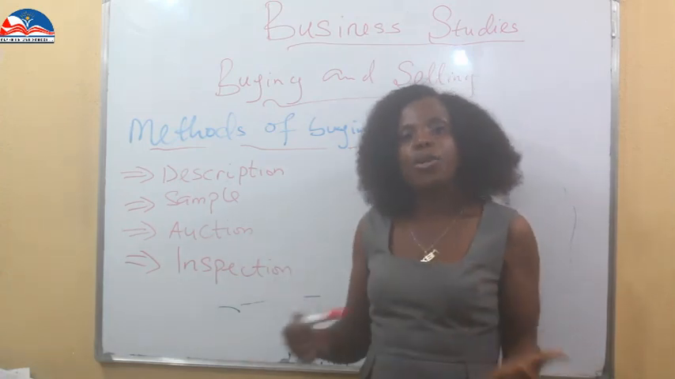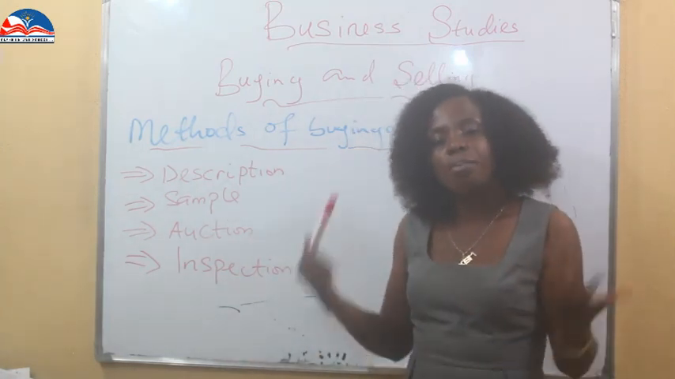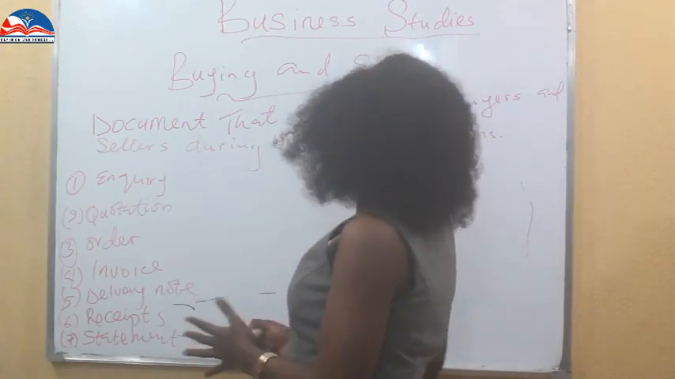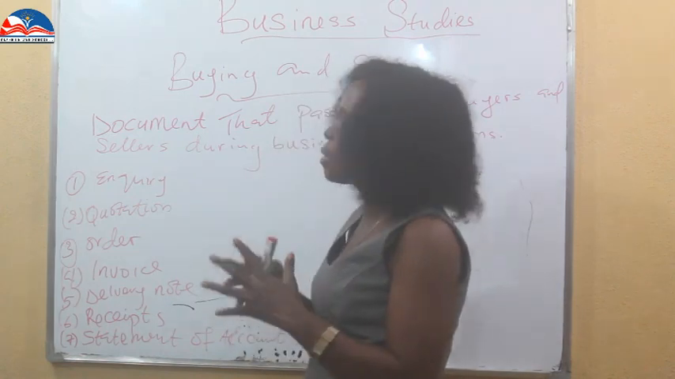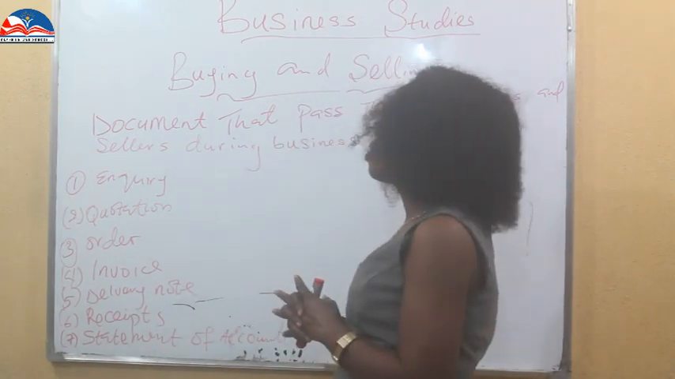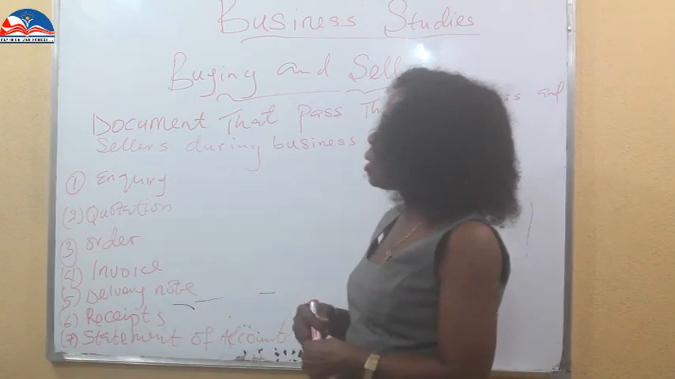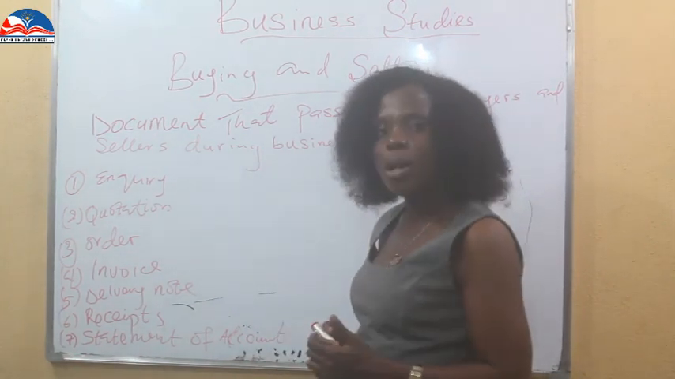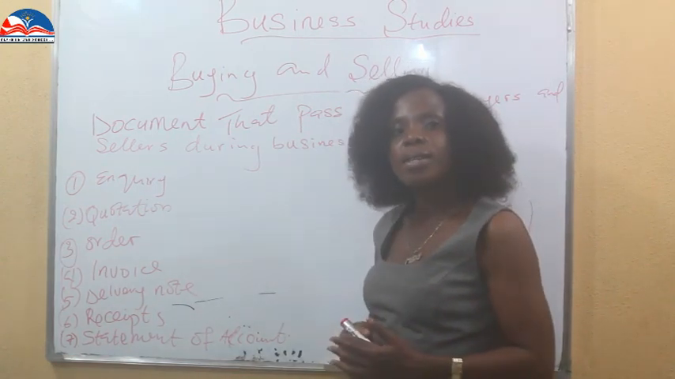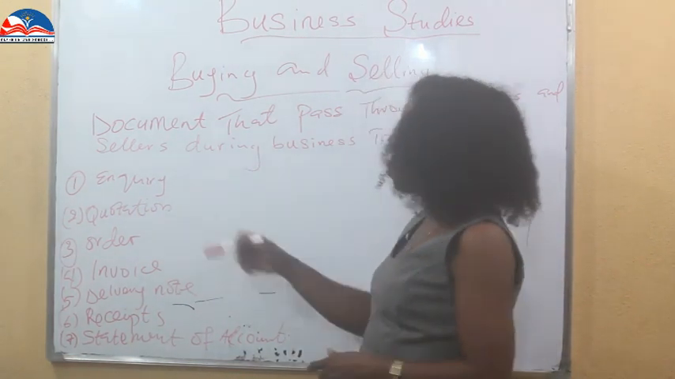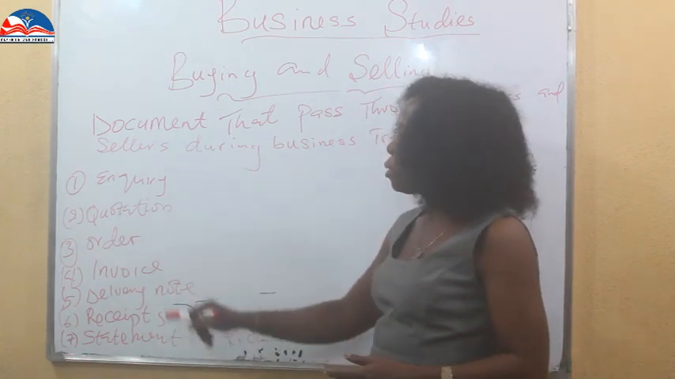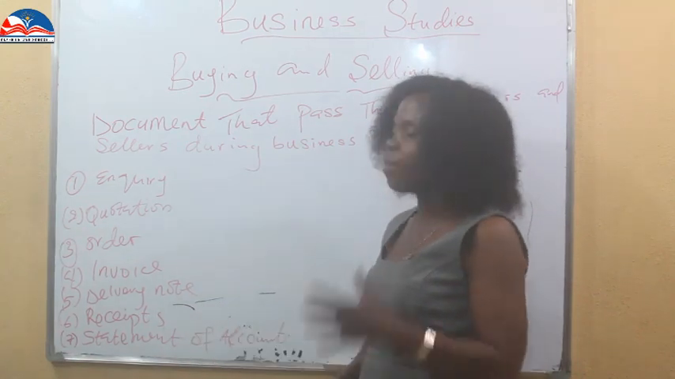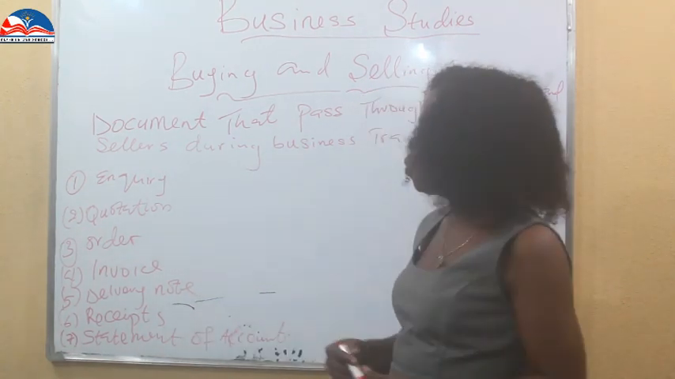Now let's see a few documents that are used in buying and selling. So now let's see the documents that pass between the buyers and the sellers during business transactions. One is inquiry. Inquiry notes, inquiry phone call, inquiry text, inquiry email, quotation, order, invoice, delivery note, receipt, statement of account. Let's take them one at a time.